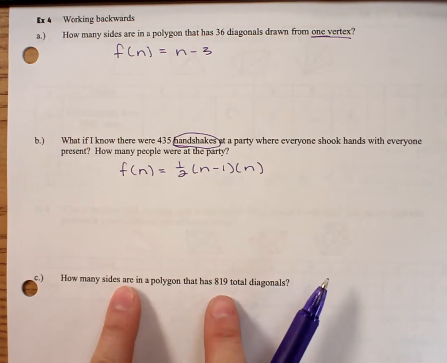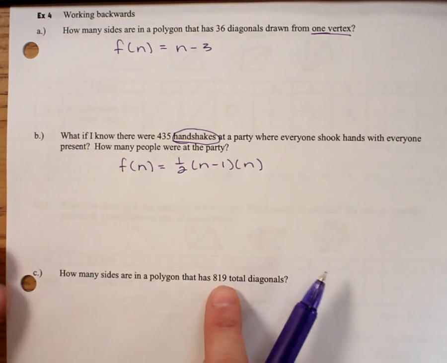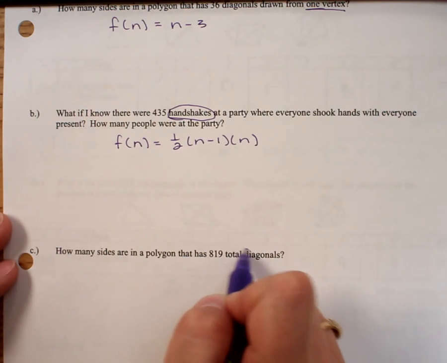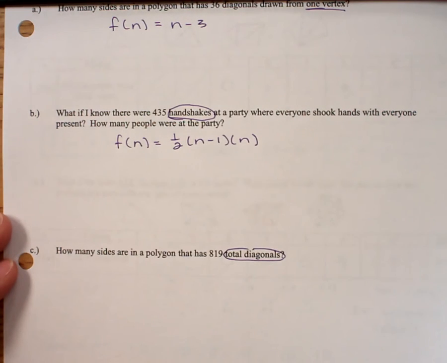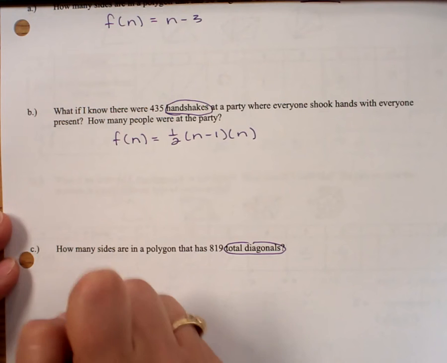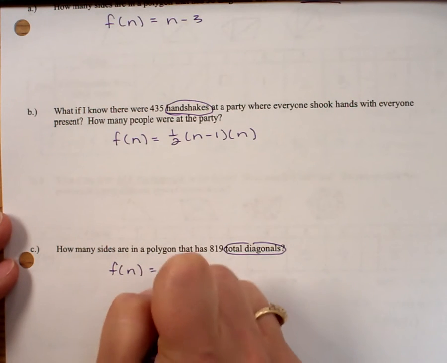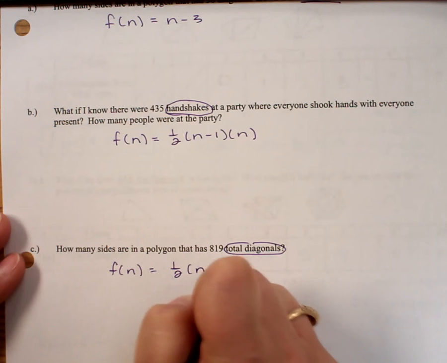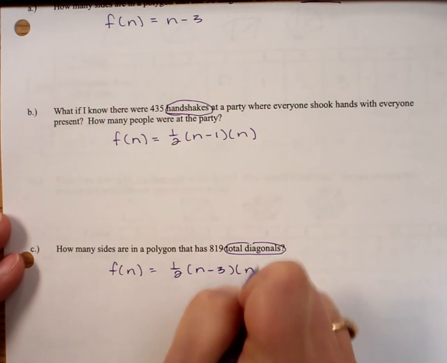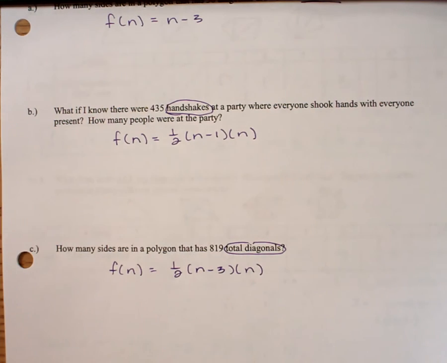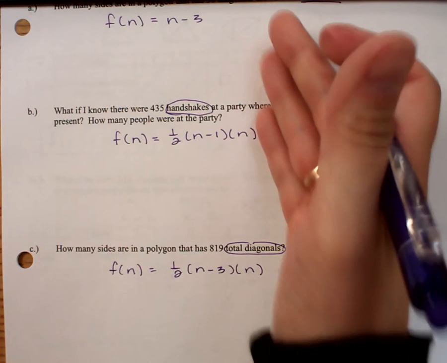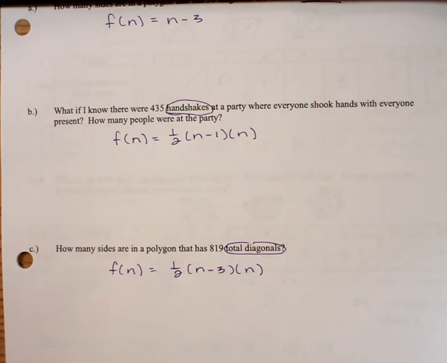And then our last one says, how many sides are in the polygon that has the total number of diagonals? That was our second formula that we did. So this was f of n equals 1/2 times n minus 3 times n. Okay, so these are the formulas. We first need to be able to identify what formula it is that we're trying to work backwards with.